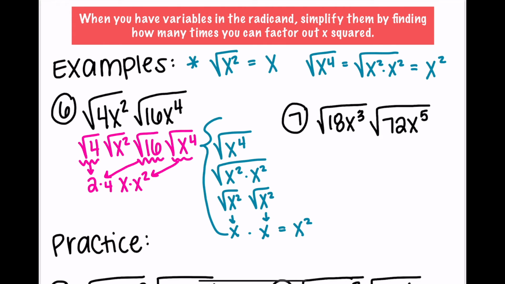All right, so let's keep on simplifying this one. So that would give us 8, and then we have x to the first times x to the second, which is x to the third power.